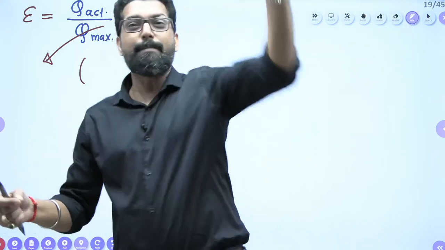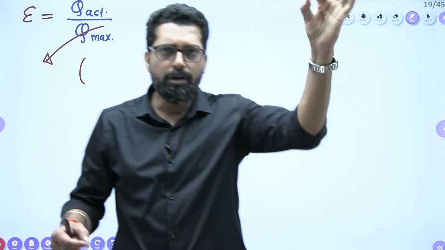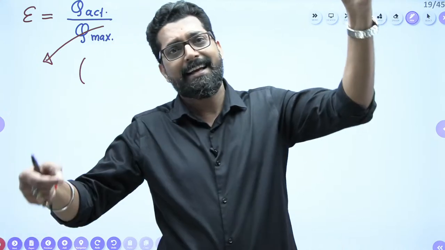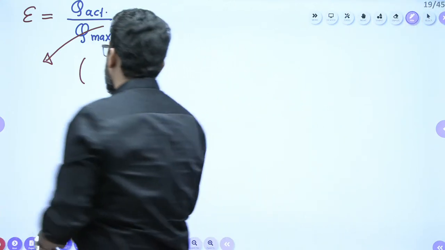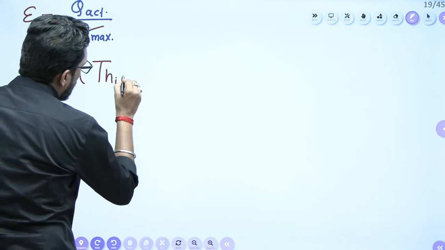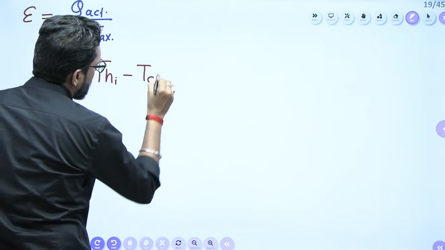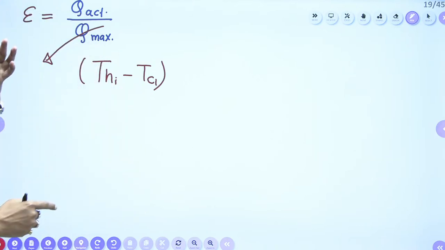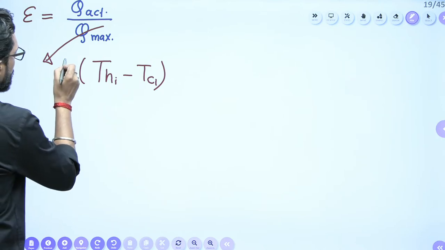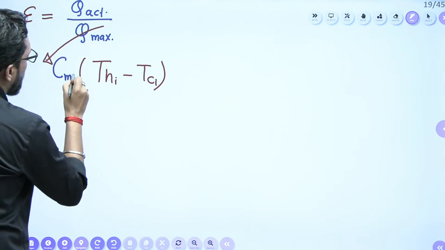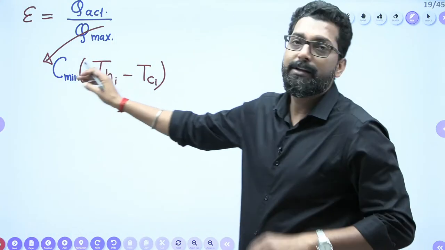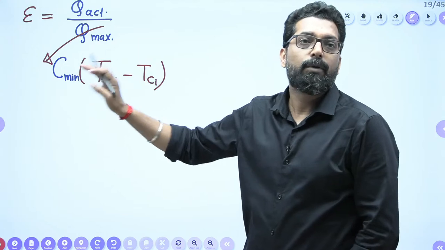This range is the maximum temperature: the hot fluid temperature at the inlet and the cold fluid temperature at the inlet. This temperature difference is the maximum temperature difference. That means THI minus TCI, but there is a heat, so we multiply by specific heat. For that we multiply the minimum. Why we multiply the minimum, we'll discuss in detail in the regular classes.